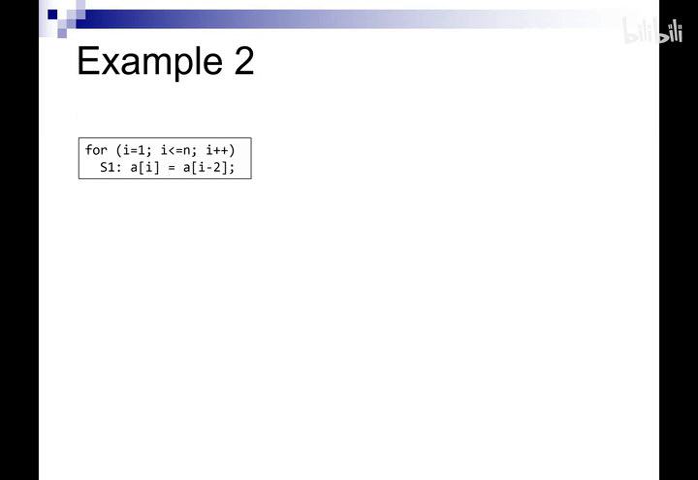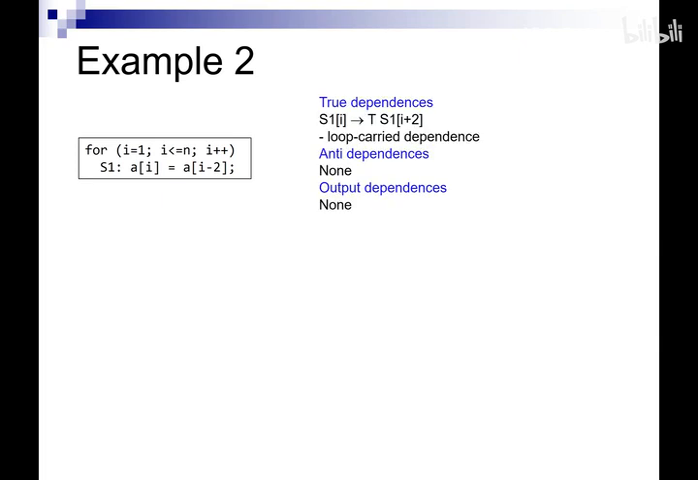All right, so next let's do another example. Here we have a for loop like this. Again, the first step is to find out what all the dependencies are, right? Here there's a true dependence from statement I to I plus 2, okay? And that's because in iteration I, you write to A of I, but then in iteration I plus 2, you're going to read from A of I. And there are no other dependencies.